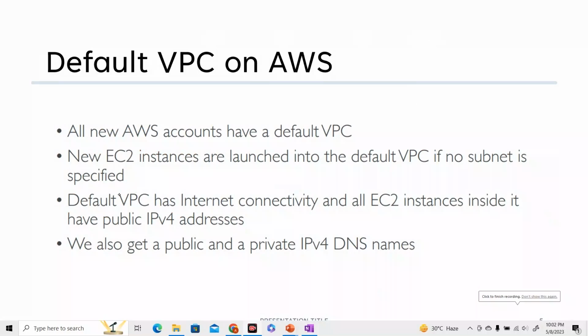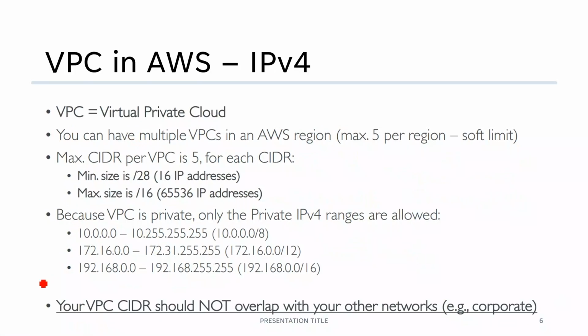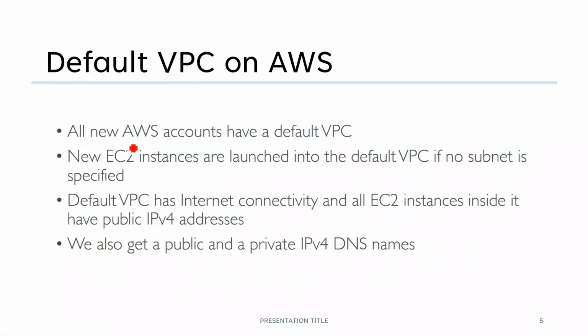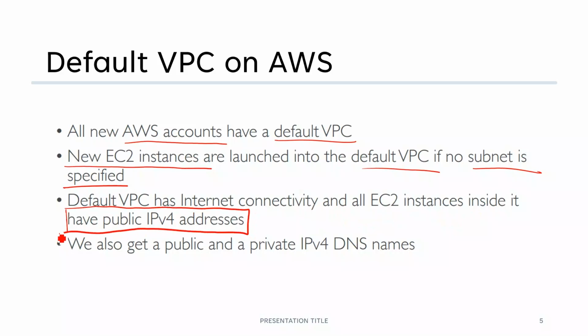As I've told you, all new AWS accounts have a default VPC. So new EC2 instances are launched into the default VPC if no subnet is specified. Like, I've done it numerous times while creating EC2 instances, while creating load balancers and all. I used to do it in my default VPC. All right, default VPC has internet connectivity, and all EC2 instances inside it have public IPv4 addresses, and it is a default property of the default VPC.